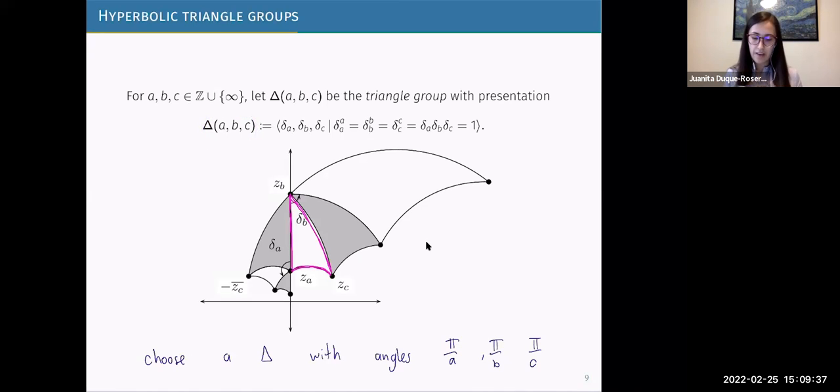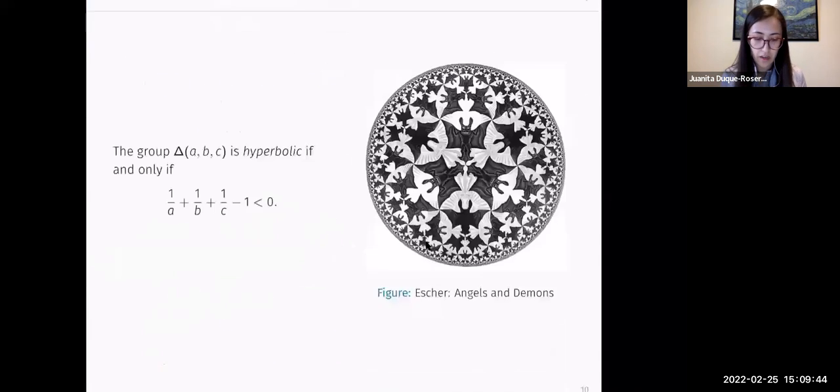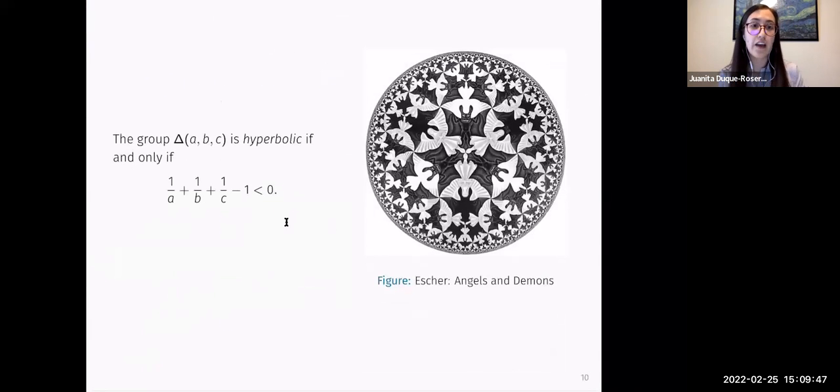And here I drew a triangle in the hyperbolic plane because those are the only ones that we are going to care about. So we're going to say that a triangle group is hyperbolic if and only if this quantity that depends on a, b, c is less than 0. And here is a really nice picture from Escher of angels and demons that comes from thinking about hyperbolic triangles in the upper half plane.